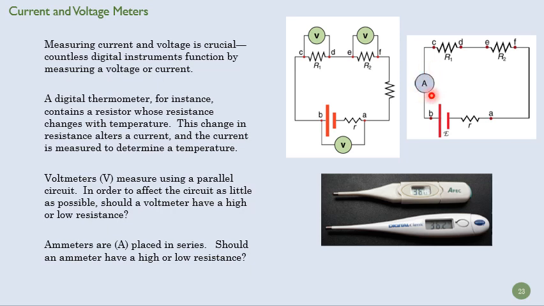Ammeters, that is current meters, are placed in series. And again, we can ask, do we want a high resistance or a low resistance? Well, let's say I have a 12-volt circuit here, and I put a huge resistance here. Well, you're going to get quite a voltage drop across here, and it's going to reduce your current. So I might end up with 12 volts here and 1 volt here, and all of a sudden my circuit's not working very well. So with an ammeter, you want a really low resistance that's going to allow the current to flow through there as if that meter wasn't there at all.